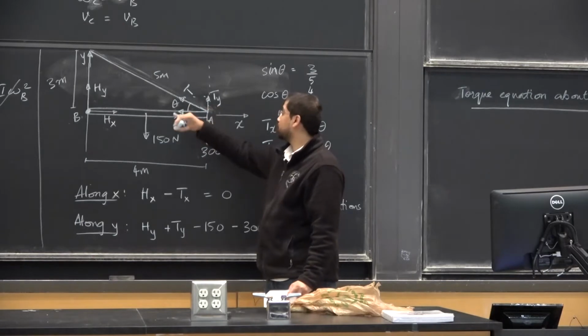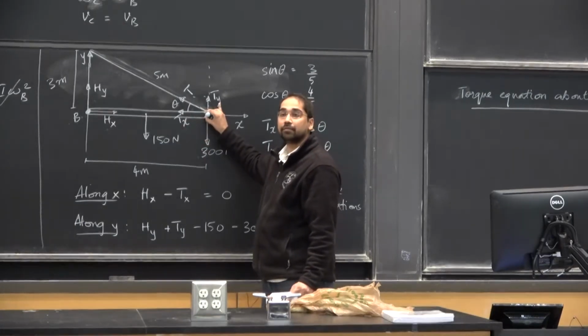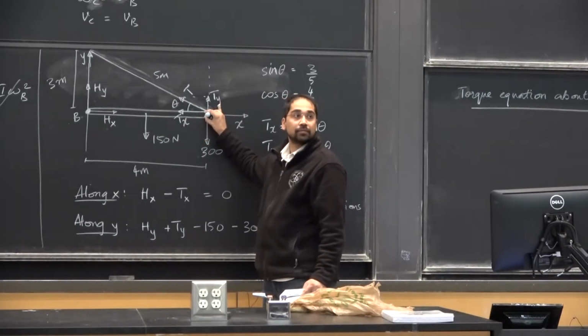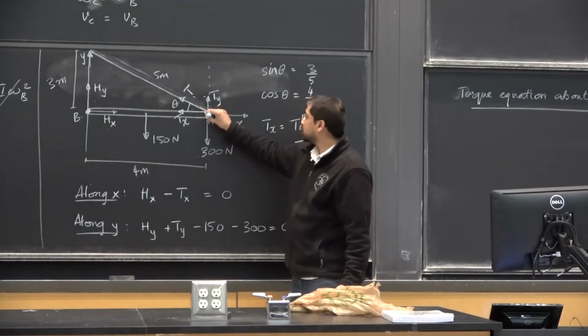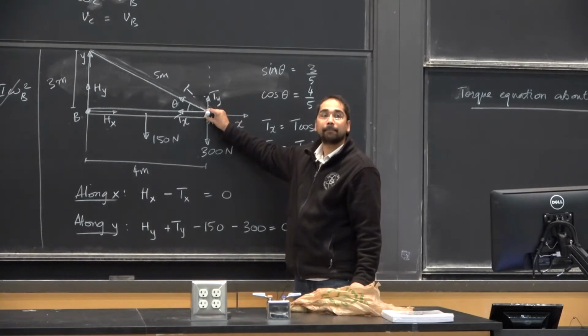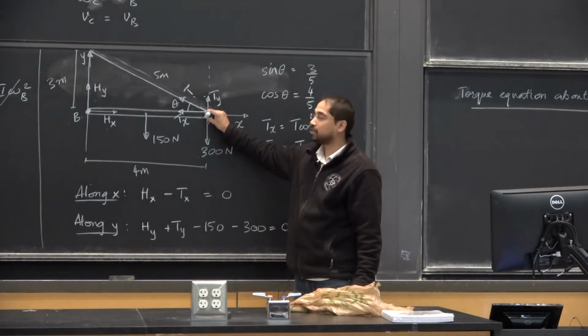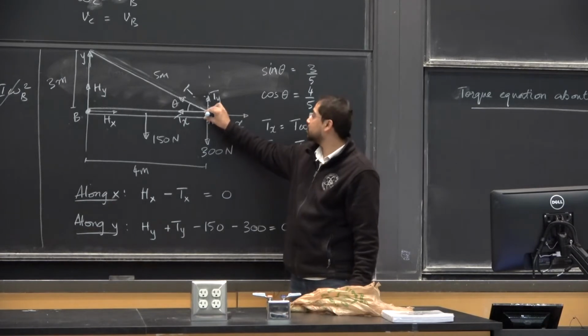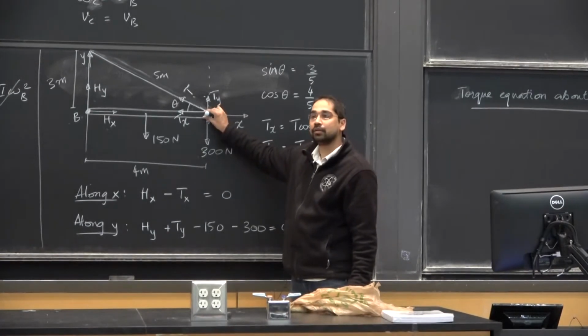Right now the hinge is A, not B, because I've picked it to be this. What is the distance of T from the point A? How far away from A is it acting? 0. It's acting at A. The rope is tied at A. So does T produce a torque about point A? No.